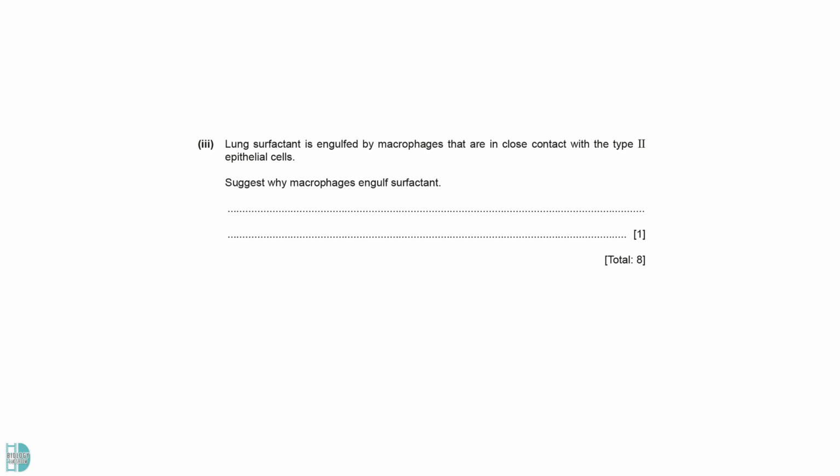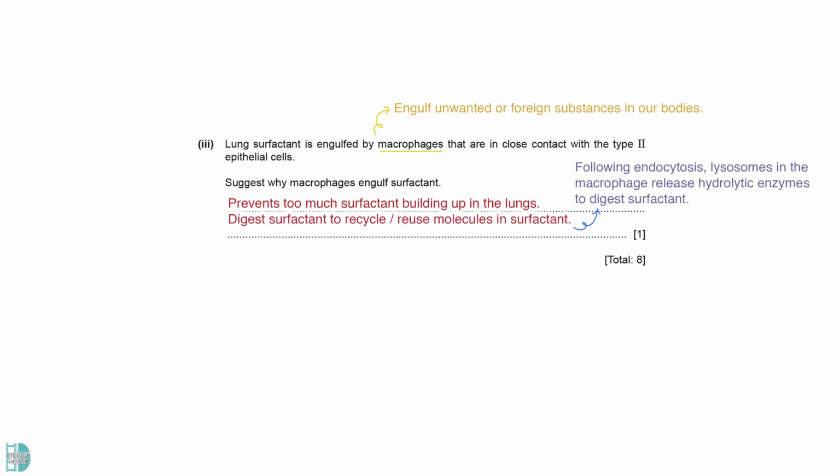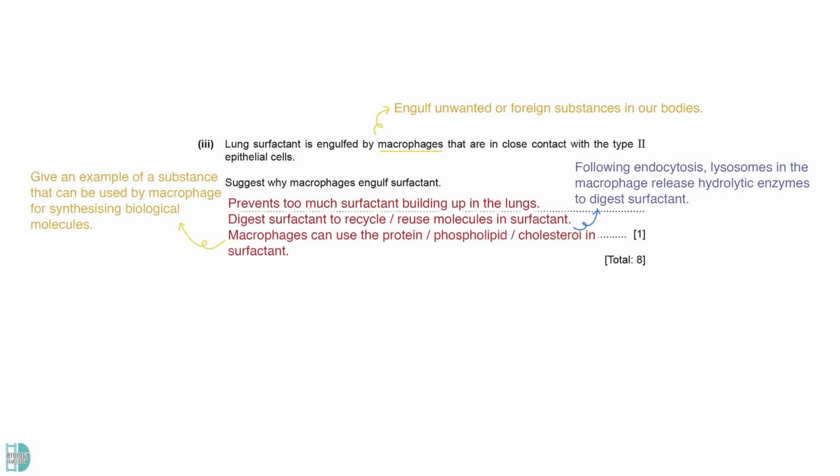3. Suggest why macrophages engulf surfactant. Macrophages engulf unwanted or foreign substances in our bodies. In this case, they help to prevent too much surfactant from building up in the lungs. Following endocytosis, lysosomes in the macrophage release hydrolytic enzymes to digest the surfactant. Products of the hydrolysis can be reused or recycled. Macrophages can use molecules such as protein, phospholipid, and cholesterol in surfactants to synthesize their structures or other substances.